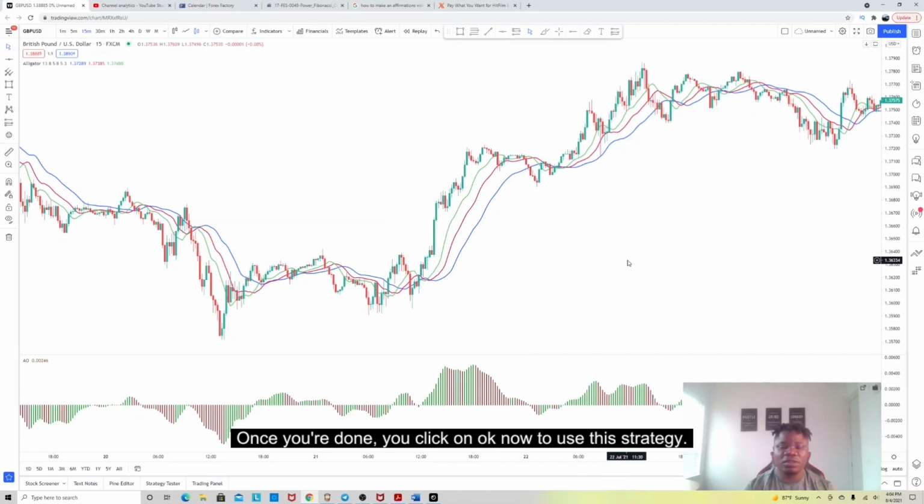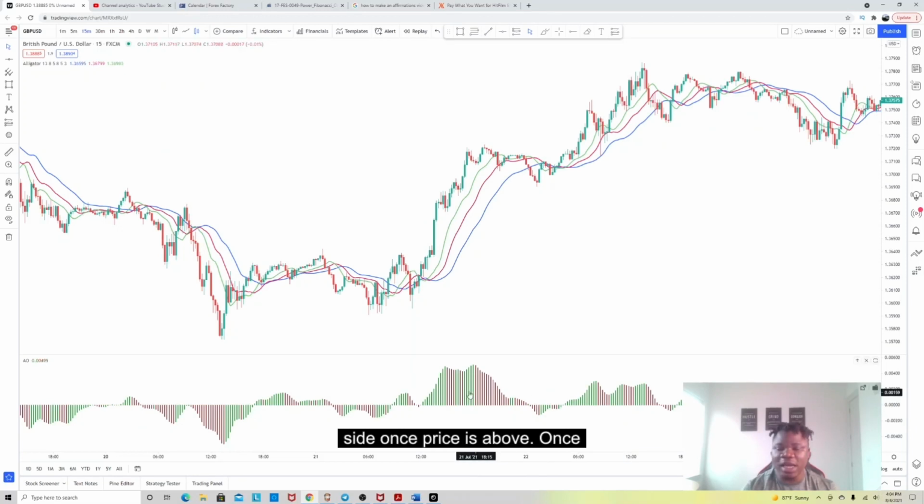Now to use this strategy, looking at this Awesome Oscillator here, once you see these green bars, this is your zero line here all the way to the right-hand side. Once these bars are above your zero line, you're looking for buys. You're only looking for buys once these bars are above your zero line, and once these bars are below your zero line, you're only looking for sells.